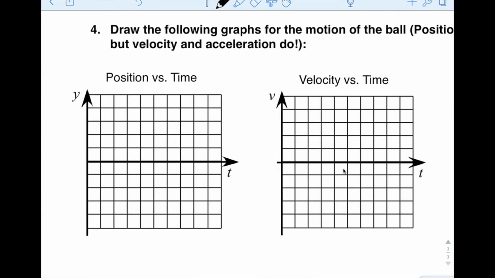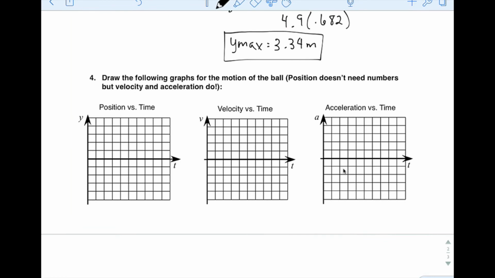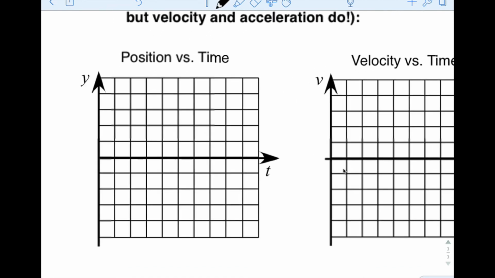All right, so draw the following graphs for the motion of the ball. So position versus time. Notice this: it says that position doesn't need numbers, but velocity and acceleration do. If we remember position versus time, it starts off at 0, it's going to go up and it's going to go back down. So our position versus time for up and down is going to look something like that.